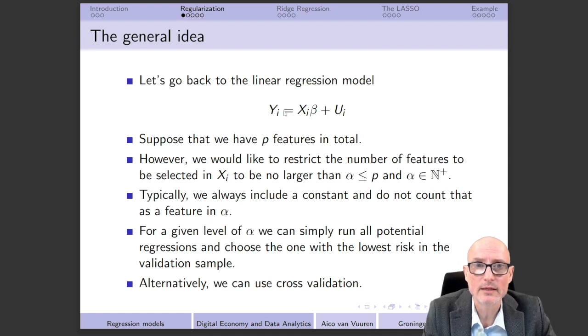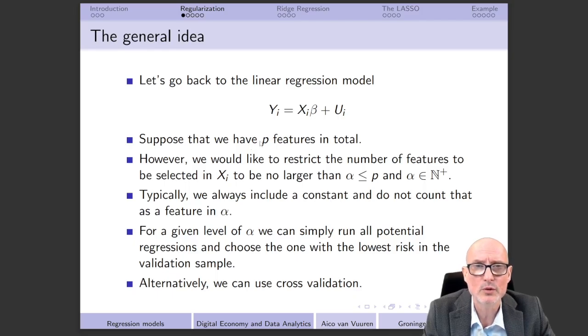Remember that we had this model over here, where on the left-hand side we have y_i, and on the right-hand side we have x_i times beta plus u_i. And we are going to assume that we have p features in total. These could be all kinds of characteristics related to this observation i, but this could also be higher order terms of those characteristics, or even interrelationships between the different characteristics. But we are going to assume that in total we have p features.